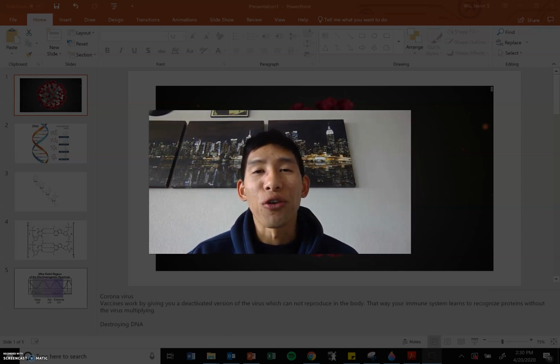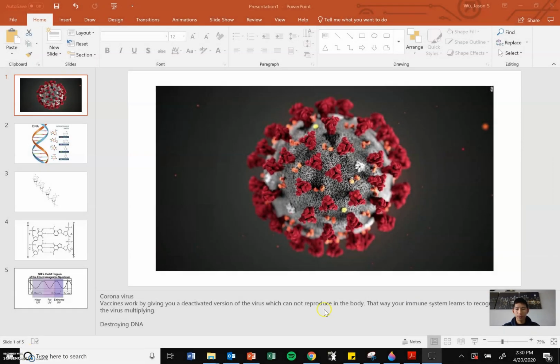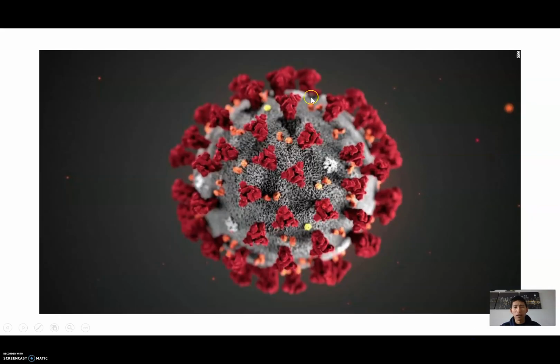Hey guys, for this week's coronavirus extra credit assignment, we're going to take a look at how vaccines are made. Again, this is totally optional, but let's see if this is something that you can do. Okay, so this is the coronavirus, or a model of it.